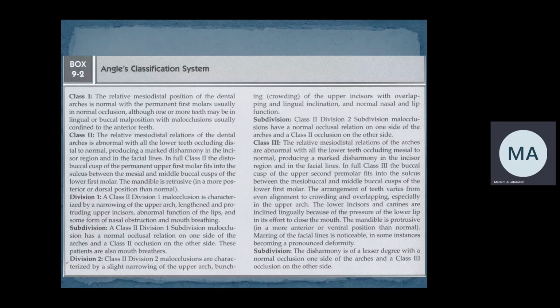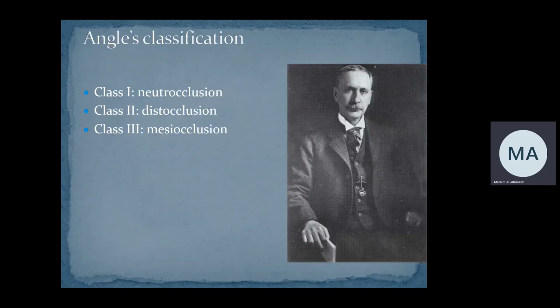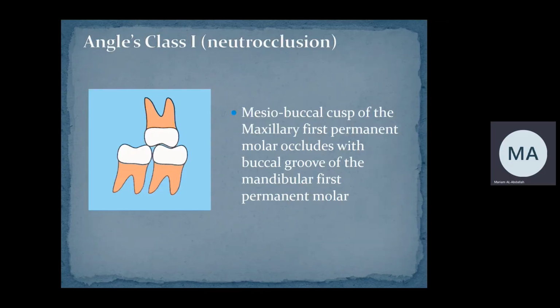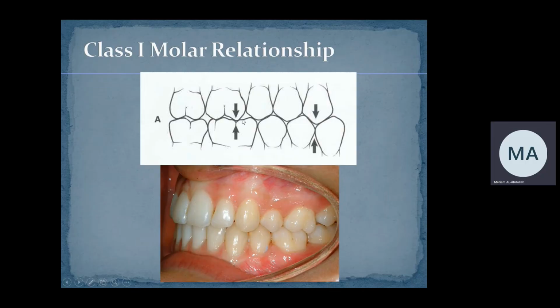Now, this table shows you a bit of details. You just need to know that there is something called class 1, which is the neutral occlusion, class 2, distal occlusion, class 3, mesio-occlusion of the molar relationship. Class 1 is when the mesiobuccal cusp occludes at the mesiobuccal groove, like we said. Very simple. This is considered class 1, and this is considered the normal, right? So again, mesiobuccal cusp fits in the buccal groove.